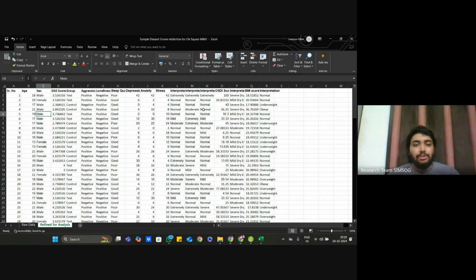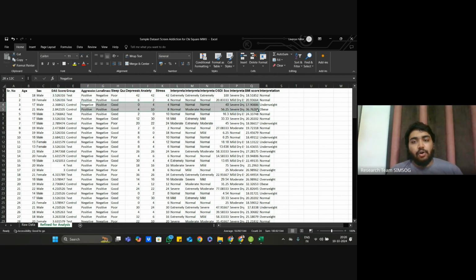This is the only non-OBGYN one. This is the DAS score, that is the digital addiction scale score, and according to that we've made them into groups: test versus control, where the test is those who had higher scores, those who are addicted, versus controls, those who were not addicted. And we check between all of this, that is aggression, loneliness, sleep, and so on.